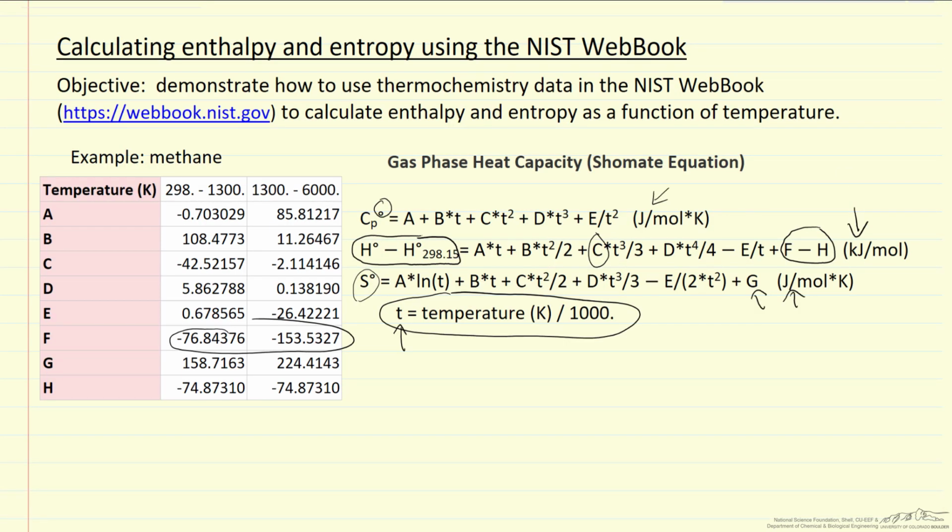So if we're in the temperature range between 298 and 1300, then the enthalpy at some temperature, standard conditions, minus enthalpy at 298. Remember, we don't have absolute values for enthalpy.